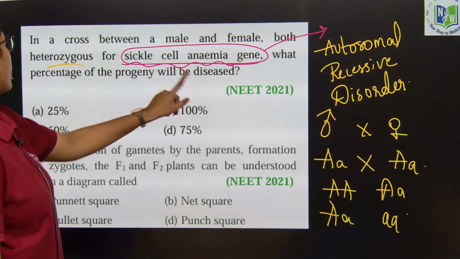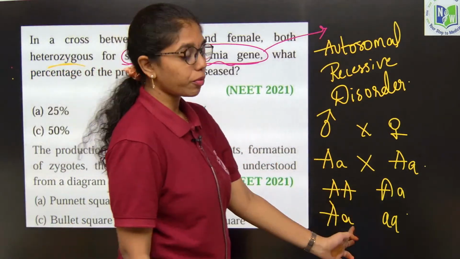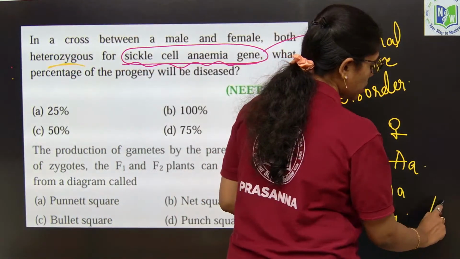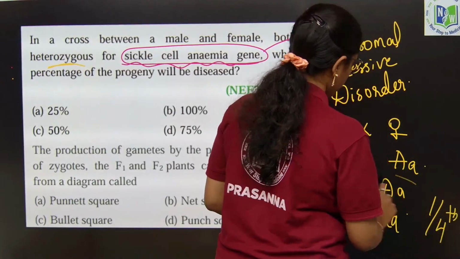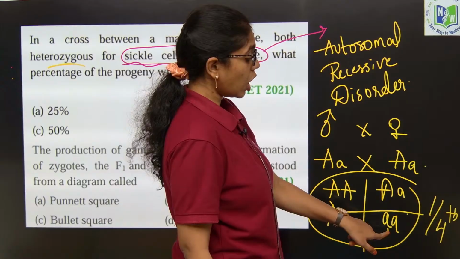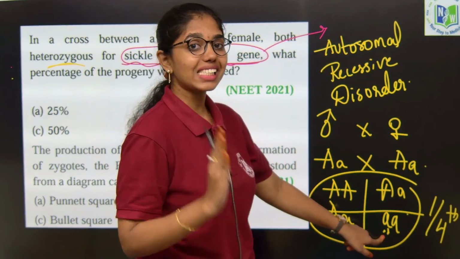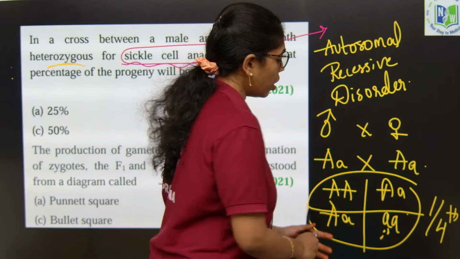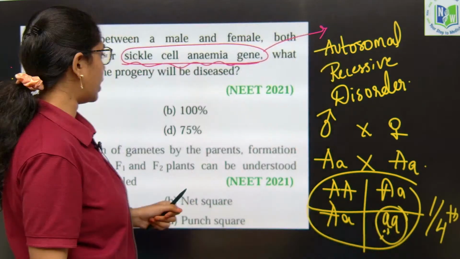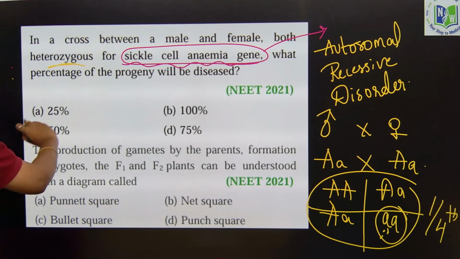What is the percentage of the progeny that is diseased? So amongst the complete progeny, what is the probability of the diseased offspring? 1/4. Okay, 1/4 of them are diseased because it is autosomal recessive. It should be in what condition? Homozygous recessive condition. So what is the percentage? It is 1/4 or 25%.